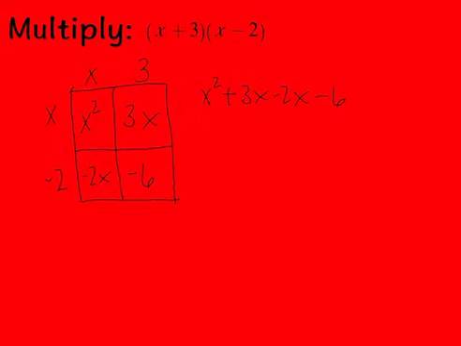And then you combine your like terms. So you find things that have the same variable with the same exponent, and you put them together. So that means that 3x and negative 2x would be like terms. So we would say x squared, 3x minus 2x would give you plus x, minus 6.